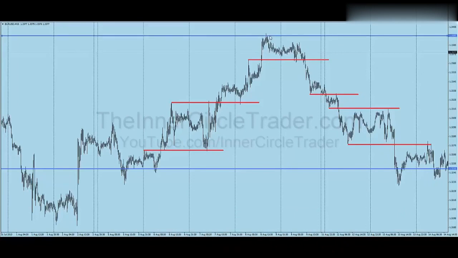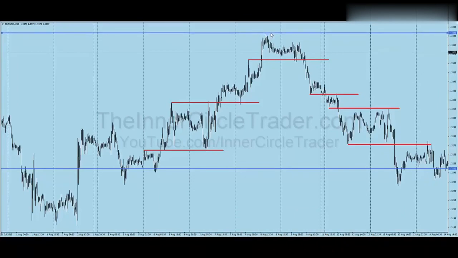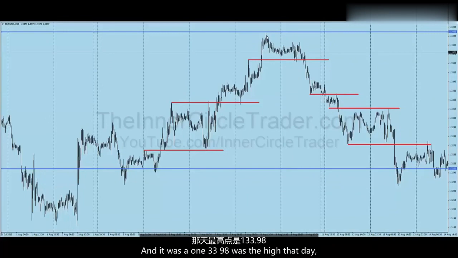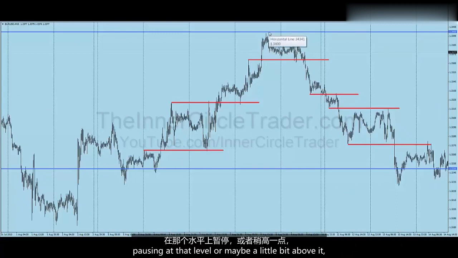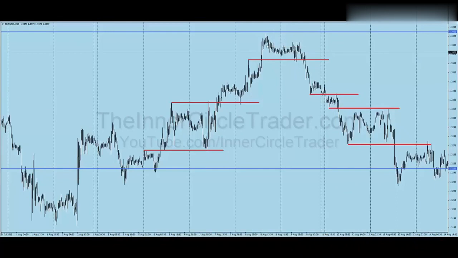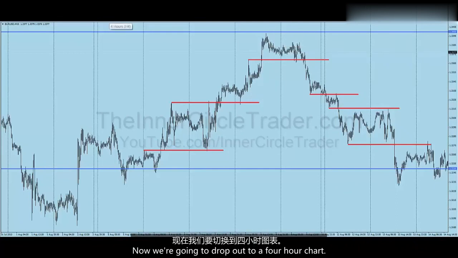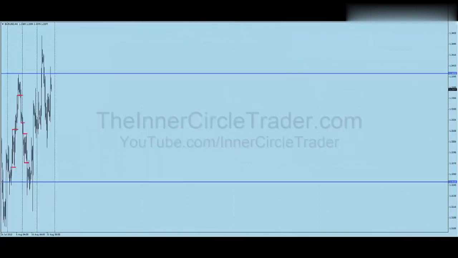So what we're going to do is we're just going to highlight the 134, okay, and 133.98 was the high that day. But we're going to see there's an actual high on the higher time frame that would have been utilized as a reasonable expectation to expect price to be either pausing at that level or maybe a little bit below it, as we have here. Now we're going to drop out to a 4-hour chart.